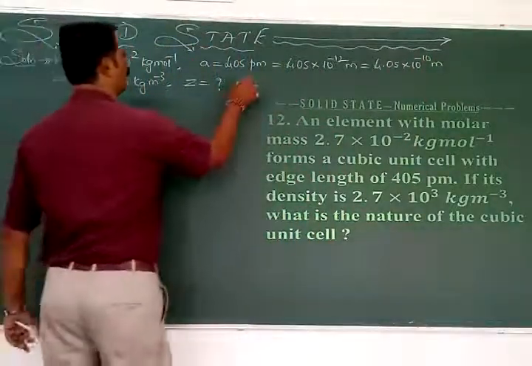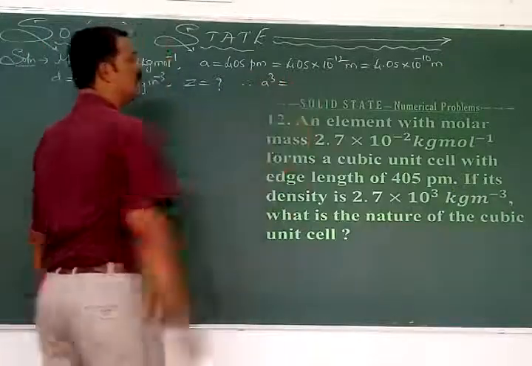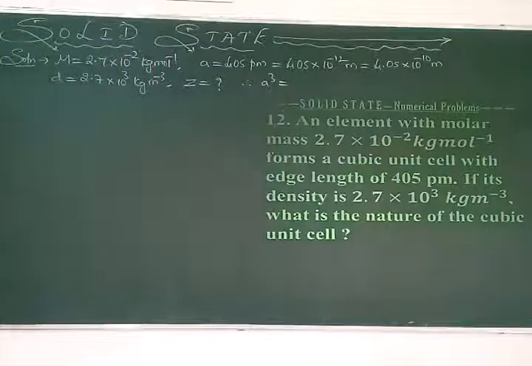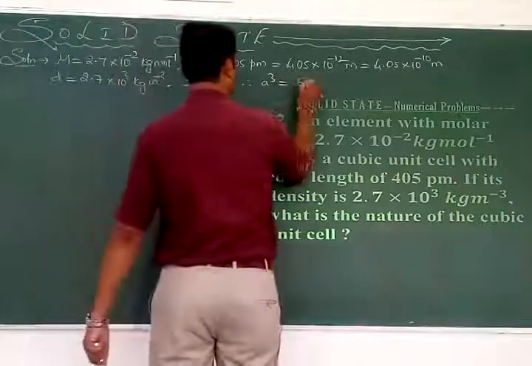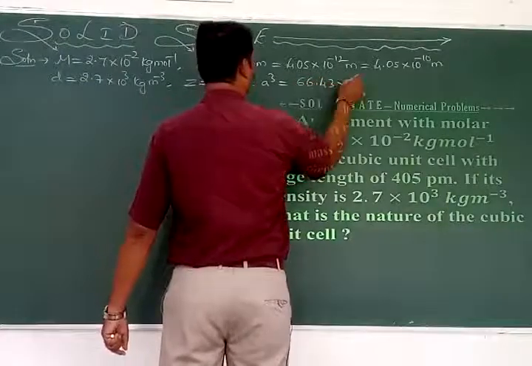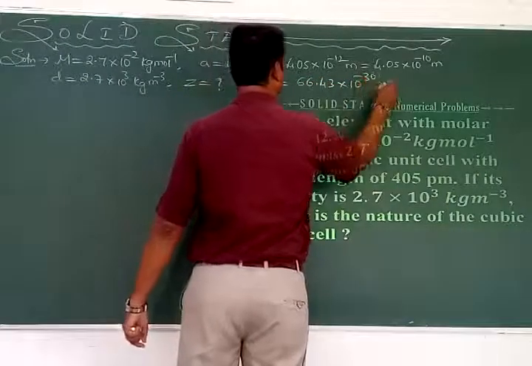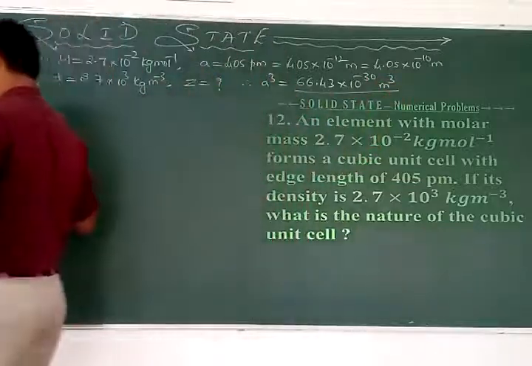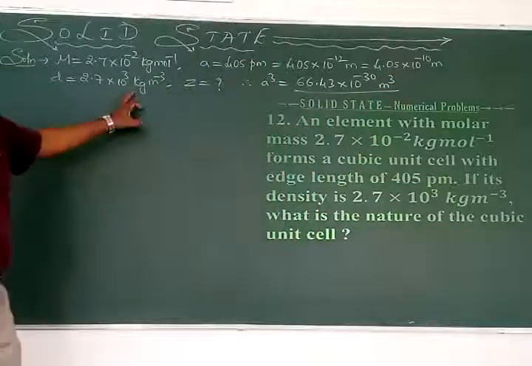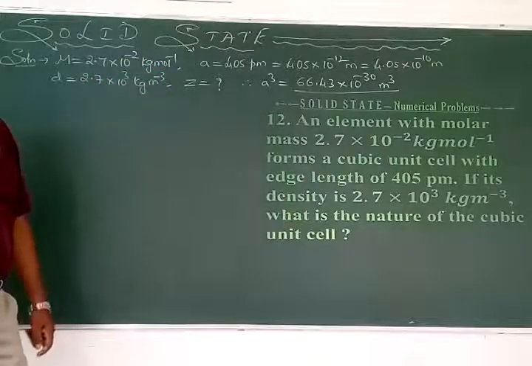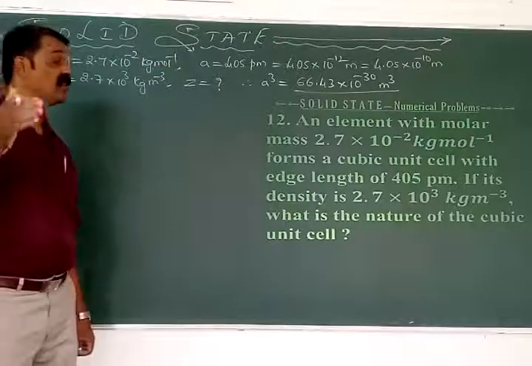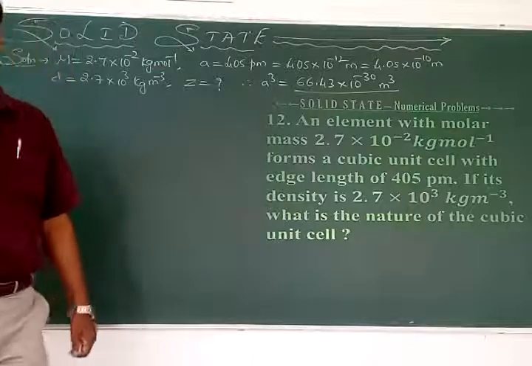Therefore, what is a cube? 4.05 cubed, on simplification, gives the final answer: a cube is 66.43 × 10^-30 meter cube. Because the density and the molar mass are in SI units, we have to convert the edge length into meter and the volume, a cube, into meter cube.